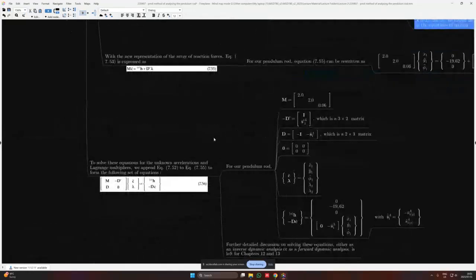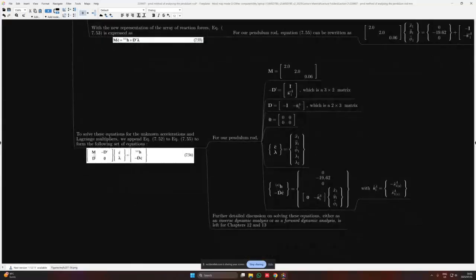And then to solve these equations for the unknown accelerations and the Lagrange multipliers, we simply append equations 752 to 755 to form the following set of equations. So you'll notice over here, essentially what we do is we had our original kinematic analysis followed by a dynamic analysis. In this case, we just combine them.